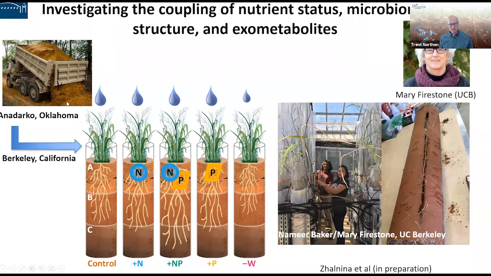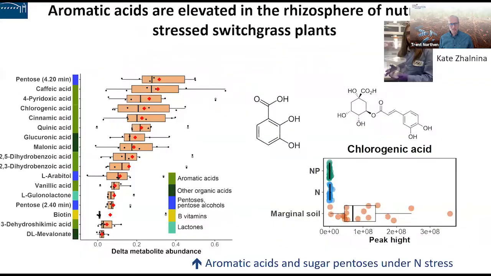And then this is very low carbon marginal soil. And so then they amended it with different levels of fertilizer to study these nutrient effects, and sampled along the rhizosphere for both microbes and metabolites to look at the role of these aromatic acids and other compounds in the rhizosphere. And I'm just going to quickly go through some highlights here.